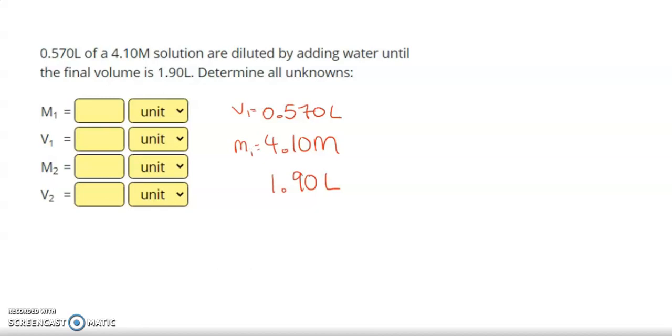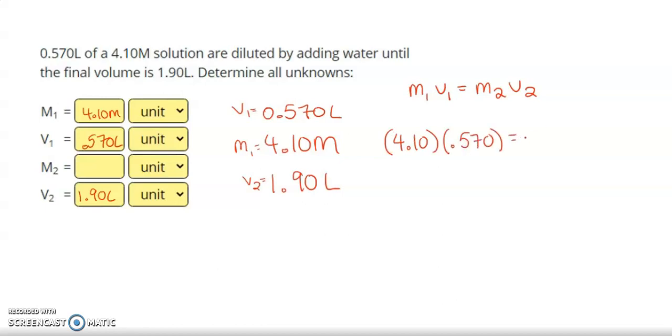And then I add the water after the change happens. My volume is 1.90 liters, so that's V2. I can fill those values over here in the boxes. Now I'm still looking for M2. So that's my unknown I'm going to solve for. And I can use this equation, M1 V1 equals M2 V2. So for M1, I plug in 4.10 times 0.570 equals M2, that's my unknown, times 1.90 liters.